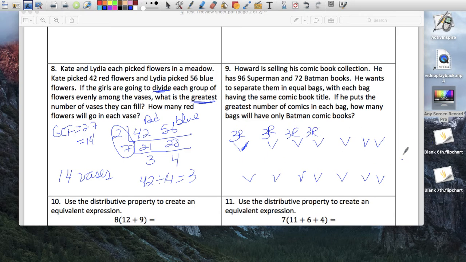And I'm not going to do this for all the vases, but you get the point. Every vase will have 3 flowers. And I know the question didn't say, but how many blue will go in it? Well, you have 56 blue flowers, and you're going to divide that by 14 vases, and you're going to end up putting 4 blue. So 3 red, 4 blue, 3 red, 4 blue, 3 red, 4 blue. You're going to get a nice little pretty vase on all 14. Okay?